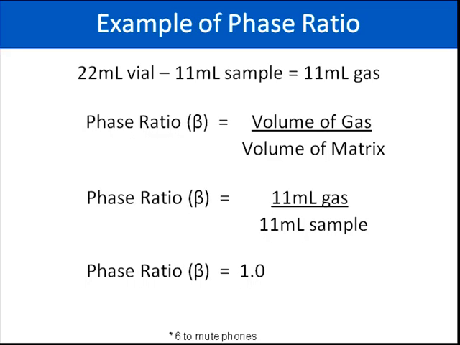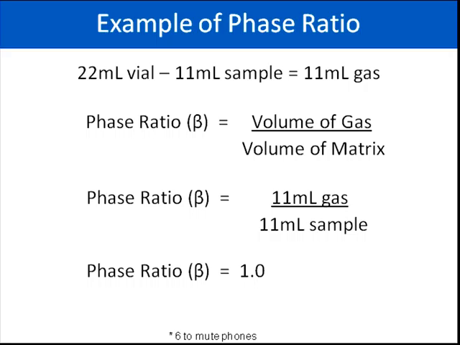So let's look at an example of a phase ratio. If I have a 22 mL vial and say I put 11 mL of water into that vial, that will give me 11 mL of gas. So the actual phase ratio, remember we said it's the volume of the gas divided by the volume of the matrix. So if I take 11 mL divided by 11 mL of sample, that's going to give me a phase ratio of 1.